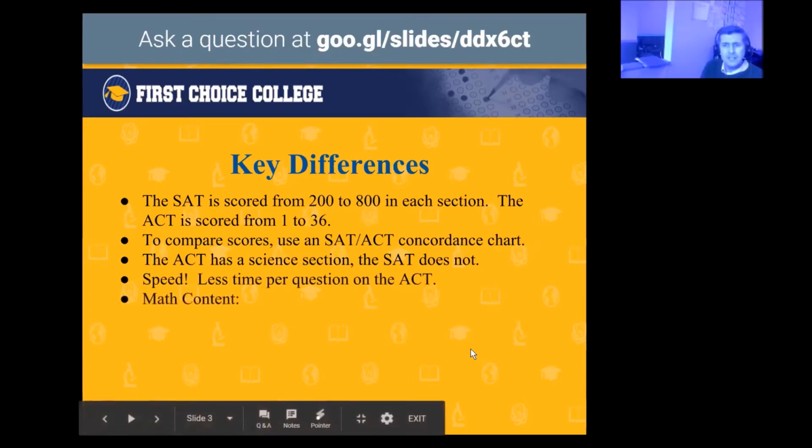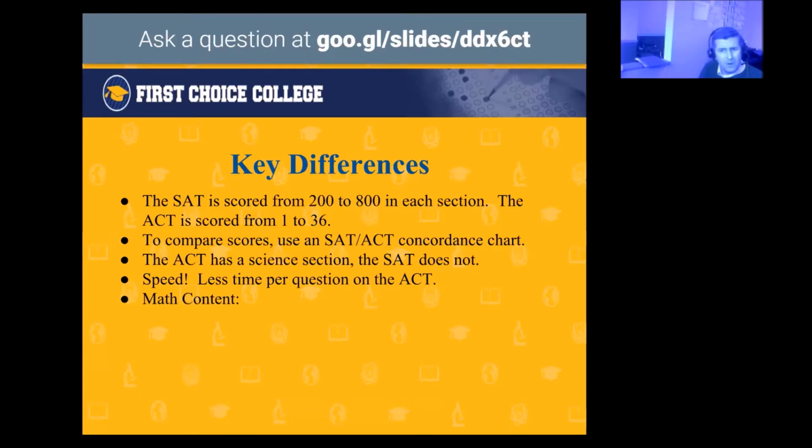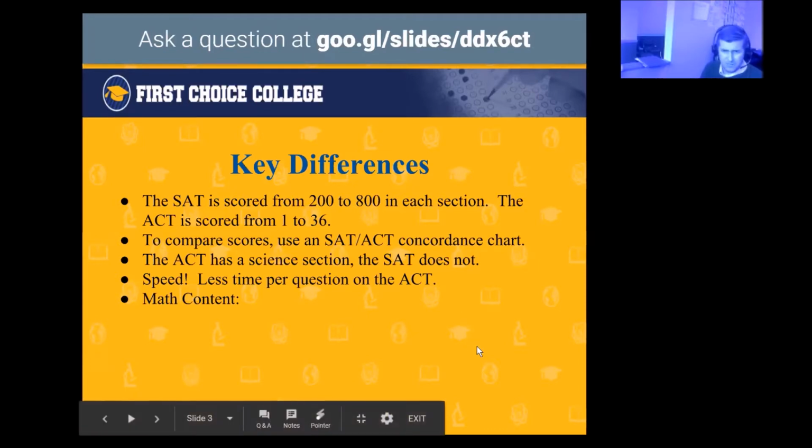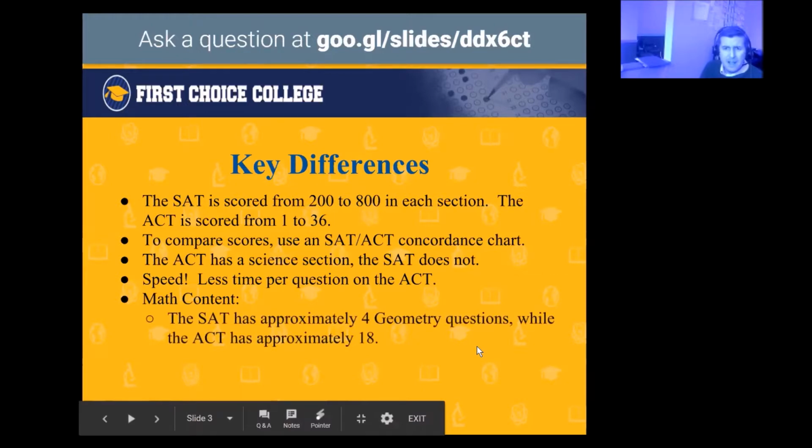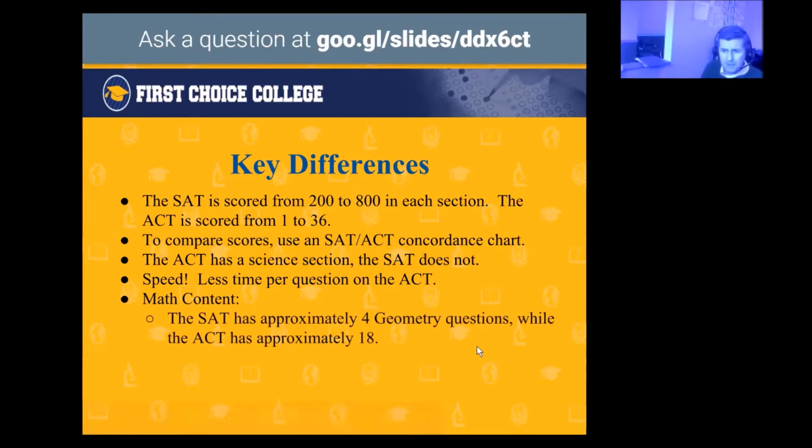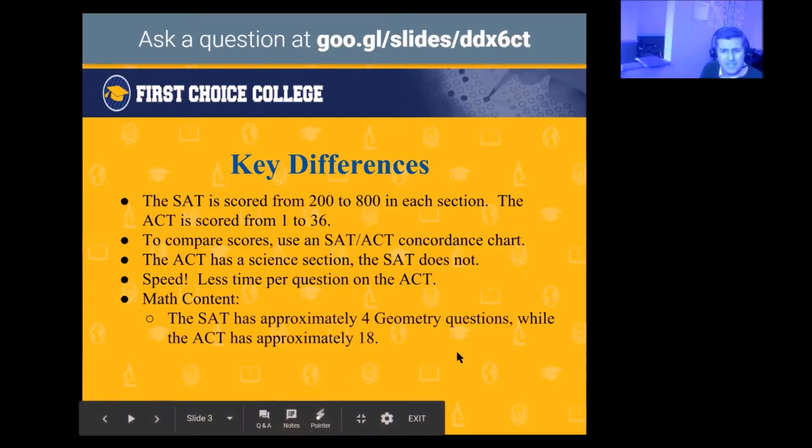Math, in addition to less time per question, the content, and also the way they ask the questions for that content. But SAT has approximately 4 geometry questions, while the ACT has approximately 18. There's a lot more geometry on the ACT. There's more trigonometry on the ACT. If you're strong in those areas, maybe the ACT is the better test for you. ACT covers logs and matrices. The SAT does not.